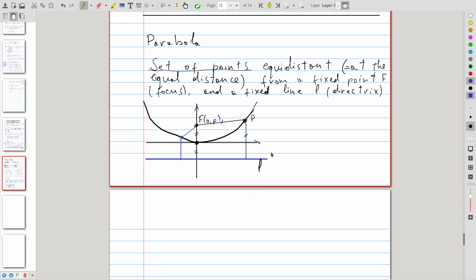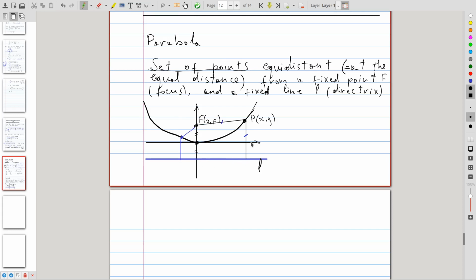Okay. So let us obtain the Cartesian equation for the set of points. Let's call them P with coordinates x, y, that satisfy this geometric property. So let the focus of the parabola have coordinates 0, p, and the directrix, as we just discussed, is symmetric with respect to the origin. So these two distances are the same.